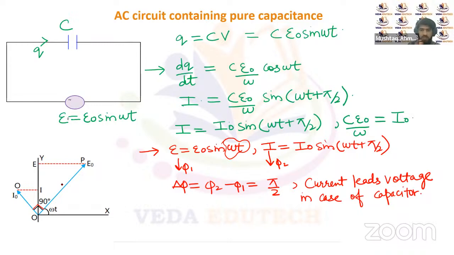And you can also see that the maximum value of voltage is greater than the current, right? These are the two phasors for voltage and current, which are at an angle of 90 degrees. We can say that current actually leads the voltage by an angle of pi by 2, right?